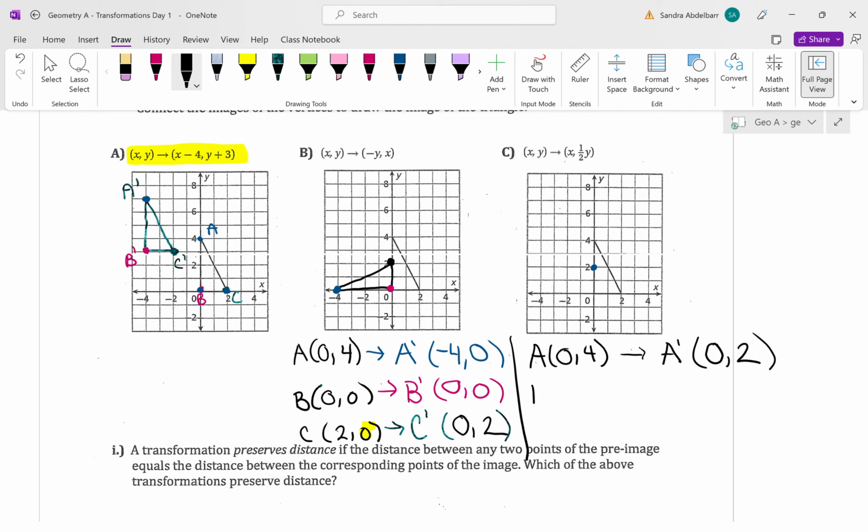All right, now let's look at B. B is (0, 0). So B prime says keep the x coordinate the same. Well, my x coordinate is 0, so I'm keeping that the same. Then it says take half the y coordinate. But what's 0 divided by 2? 0. Still 0. So the origin just stays at the origin.